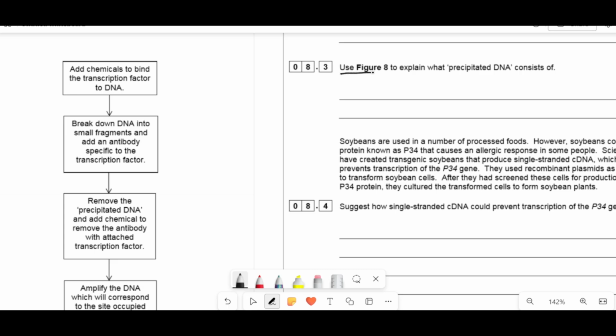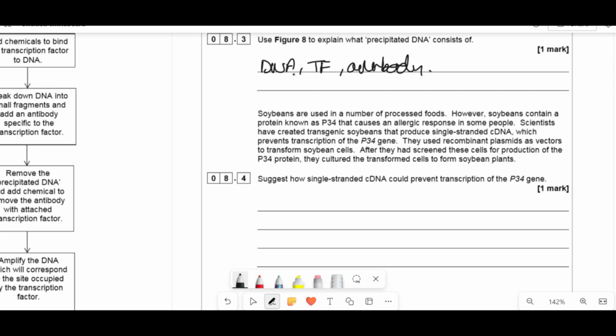Then it says, use figure 8 to explain what precipitated DNA consists of. So here, where are we? We add transcription factor to the DNA, we break it down, we add an antibody, and then we get precipitated DNA. So this clearly must be that there is DNA, the transcription factor, and then the antibody. That's all there is. It says ignore reference to chemicals. If you're saying chemicals in this, dang, man, what are you doing?